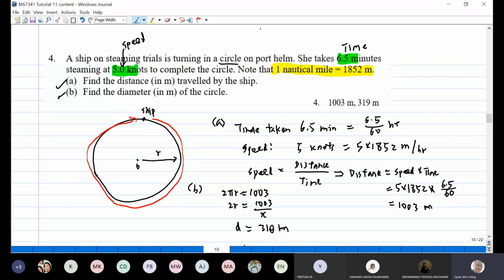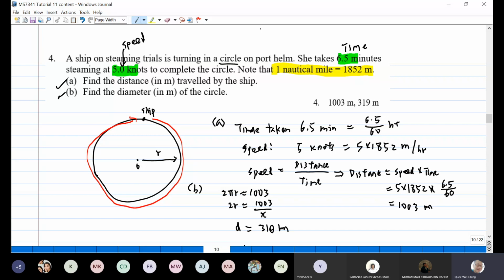Then you should use speed equal to distance over time. So distance is speed times time. Now you use speed 5 times 1852 and time 6.5 over 60 to get the distance traveled as 1003, which is actually the circumference of the circle.